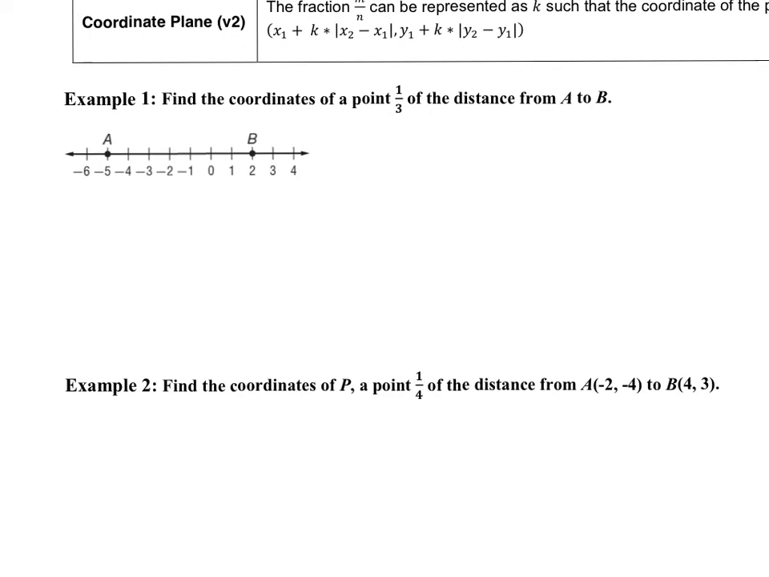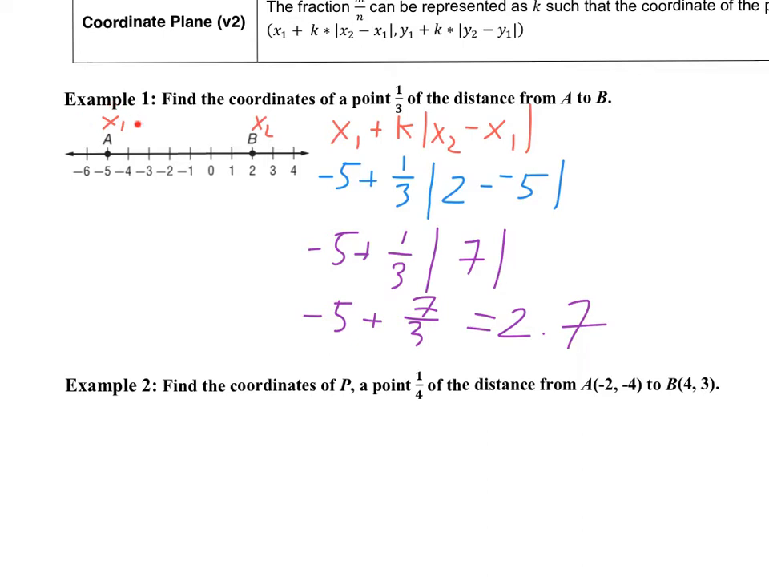So, example 1. We want to find the coordinates of a point 1/3 of the distance from A to B. Well, A is located at -5, B is located at 2. We have this one line going, so we're going to use our locating points on a number line. I'm going to use version 2. So we have x1 equals -5, x2 equals 2. We have our equation x1 plus k times the absolute value of x2 minus x1.